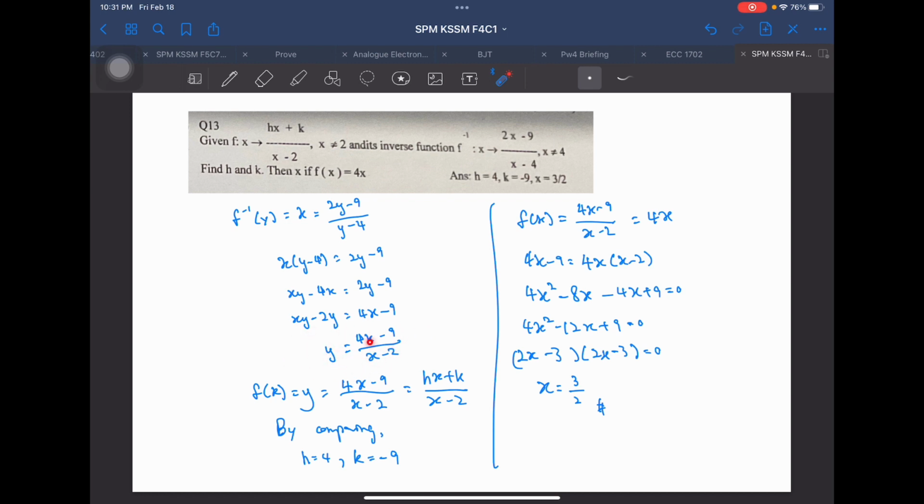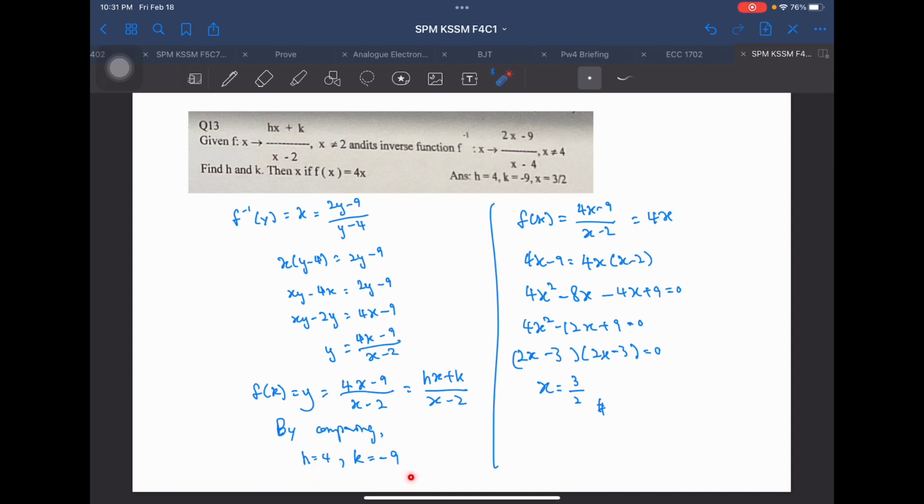And then here, since we know that f inverse of y equals x, you know that f(x) equals y. And then since y is this thing, so you got f(x), the given function, equals to this. So by comparing, you know that h is 4, k is -9.